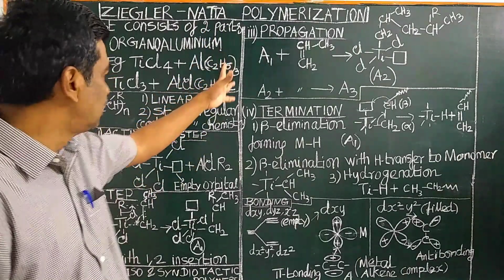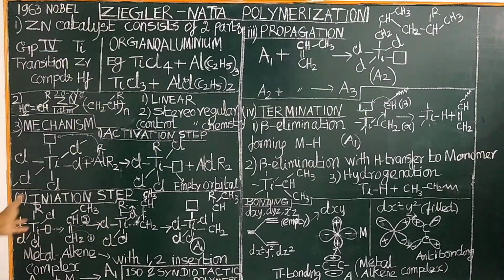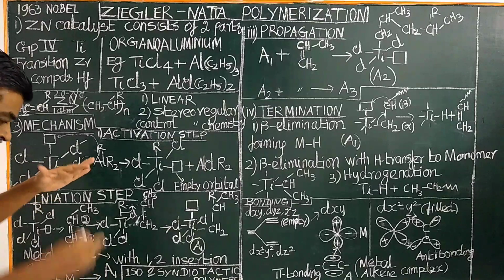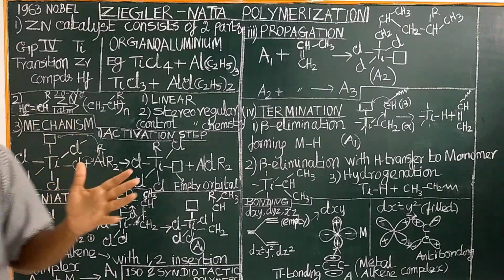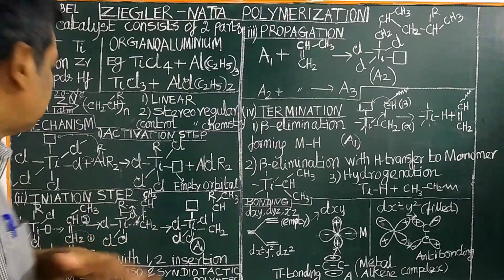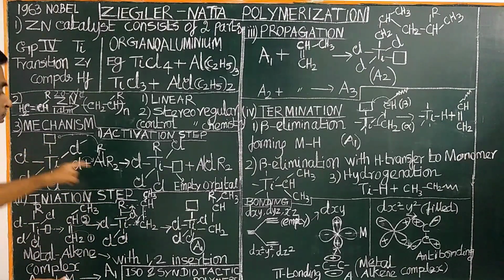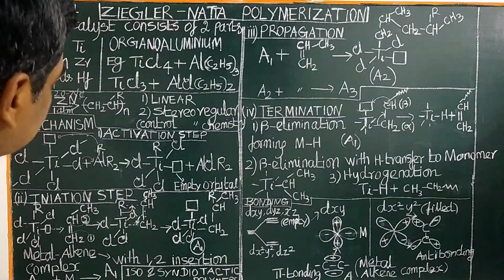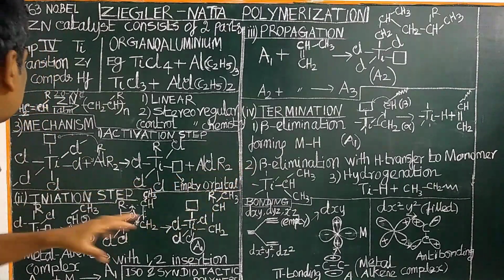Now let us see the mechanism, similar to other free radical and cationic polymerization. There are 4 steps involved. The first step is the activation step. In the activation step, the activated complex is formed. For example, in crystalline state, titanium tetrachloride is surrounded by 6 chlorine atoms. But on the surface, remember, titanium is coordinated by only 5 chlorine atoms, and one site is vacant, an empty site. It is an empty, vacant d-xy orbital. We will see the bonding mechanism further.